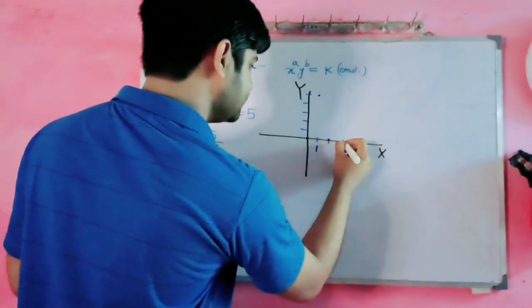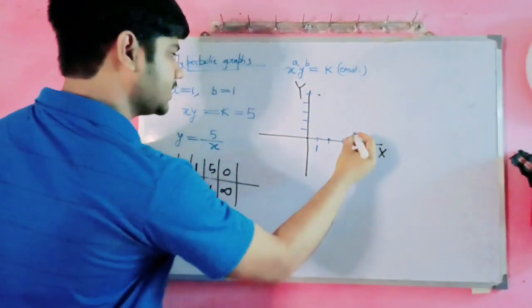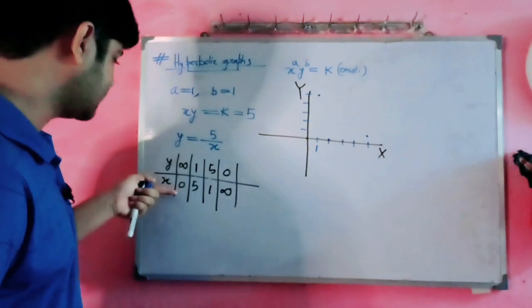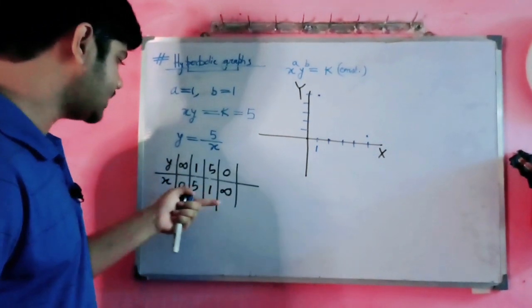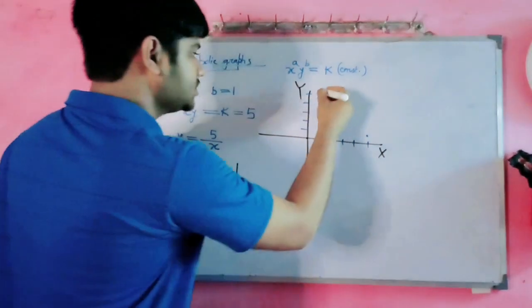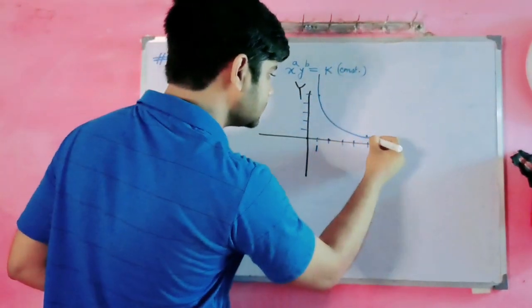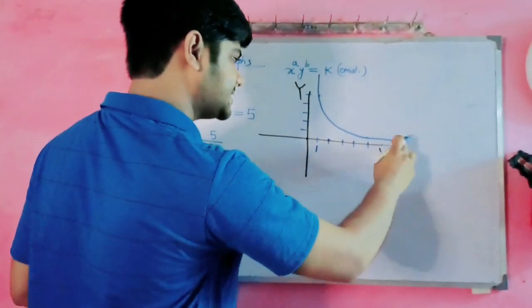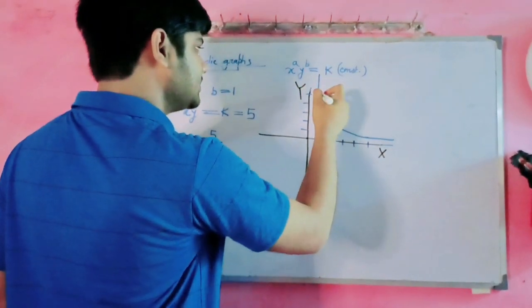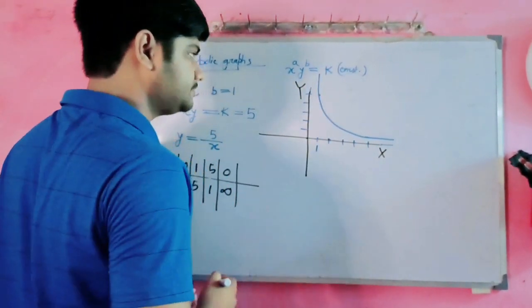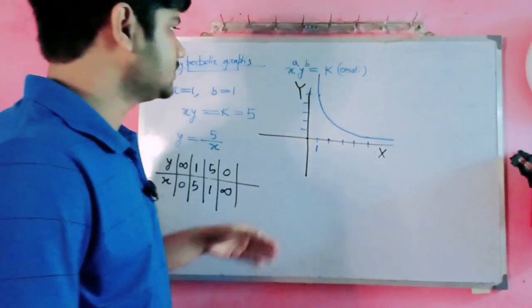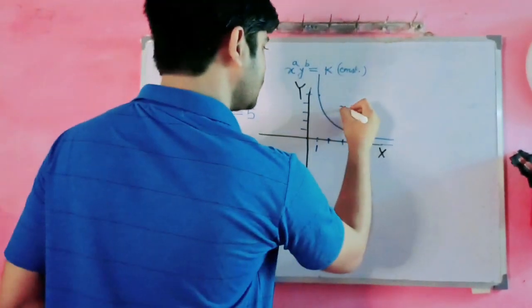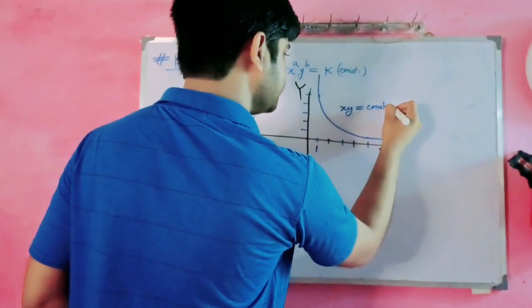When x equals 5, y equals 1, and we also get y equal to infinite for x equal to 0 and y equal to 0 for x equal to infinite. So the graph actually looks this way. This becomes asymptotic to the x axis, and this portion becomes asymptotic to the y axis as it approaches 0. It is called a rectangular hyperbolic graph. This is for xy equals constant.